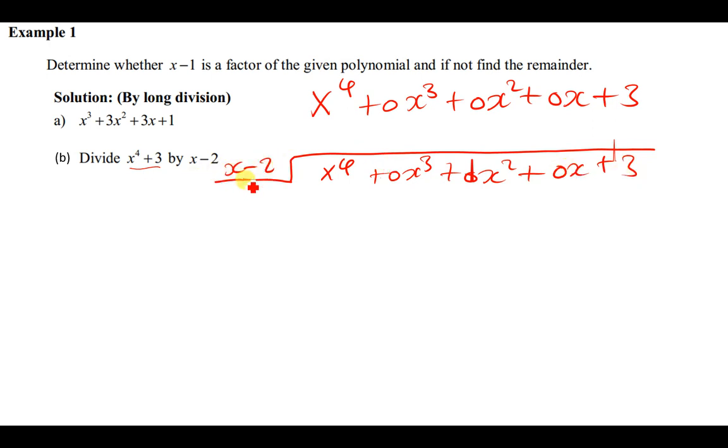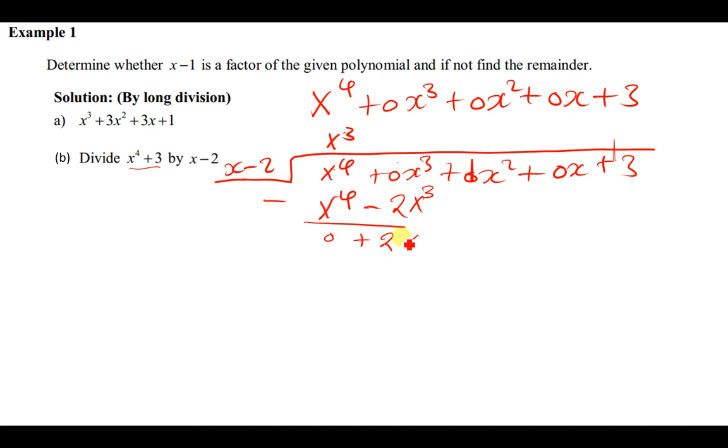So we divide x into x to the power 4. We have x to the power 3 there. So when we multiply that and that, x to the power 3 times x, we get x to the power 4. X to the power 3 times negative 2, we get negative 2x to the power 3. Then we subtract. So this minus that, the answer is 0. This minus that, the answer is positive 2.